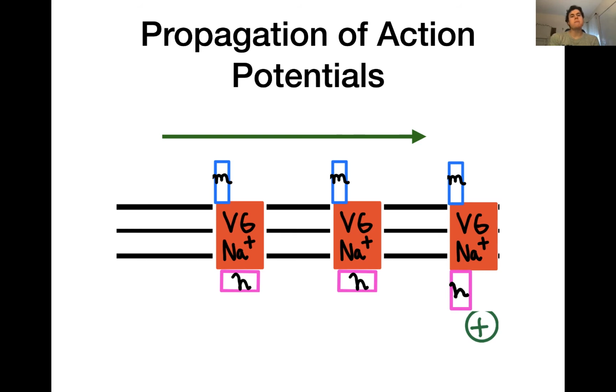In today's video, I'm going to try to explain to you how action potentials propagate down an axon in less than 10 minutes. So let's give it a go. So I would like to start off with a magnification of the axon.